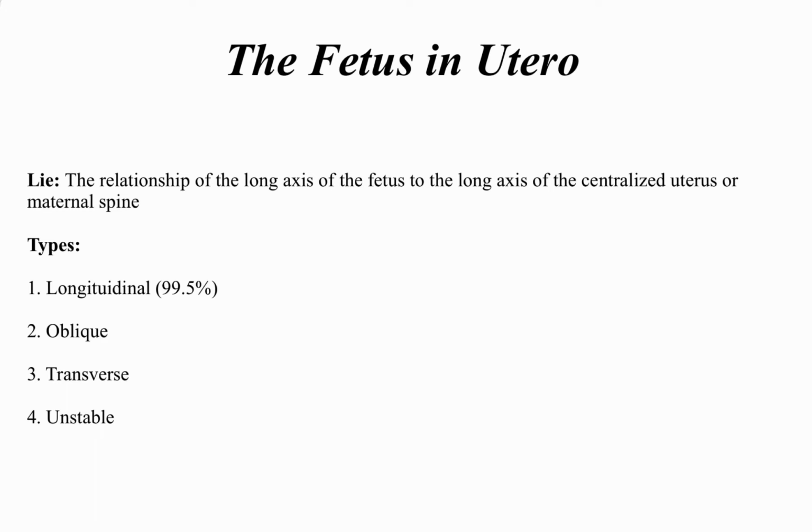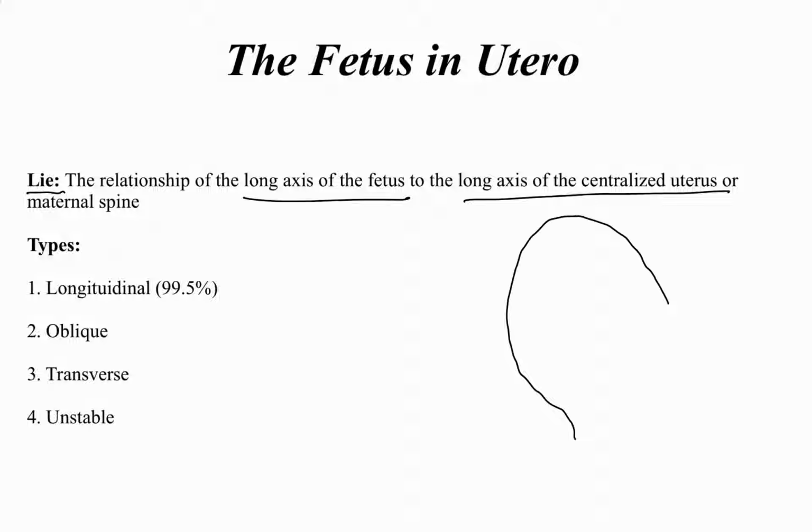Hello everyone. So let's discuss different terminologies that are used to describe the position of the fetus in utero during the intrauterine life. Now first of all, let's discuss lie. Lie is actually the relationship of the long axis of the fetus with the long axis of the centralized uterus. Now let's say for example that this is the uterus.